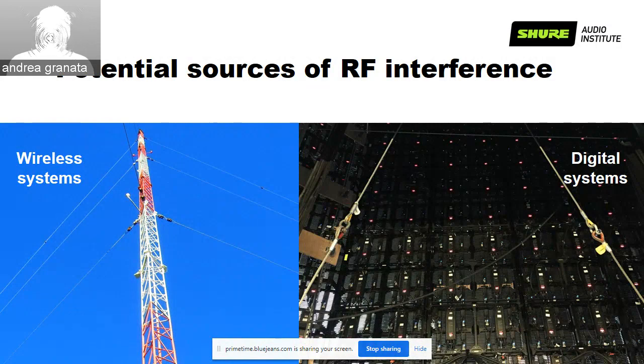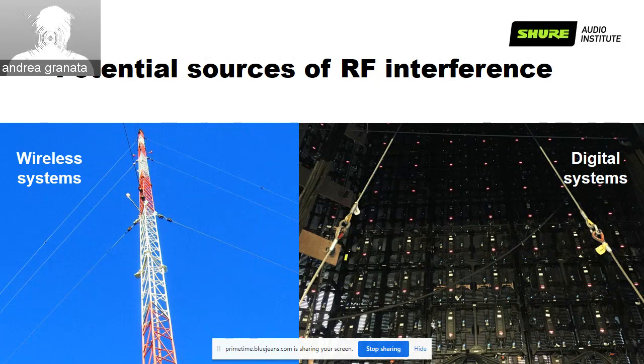If you go to the US, every city has dedicated TV channels for public safety. Here in the UAE, we don't have a dedicated channel, but we may have walkie-talkies and other types of radios that can use the same spectrum we use.